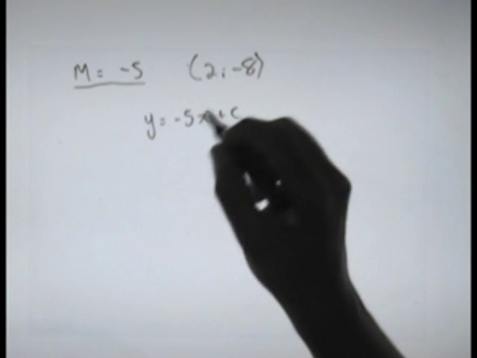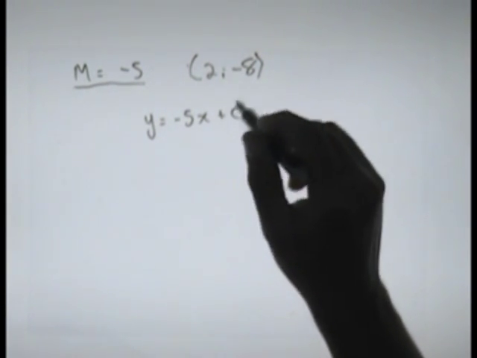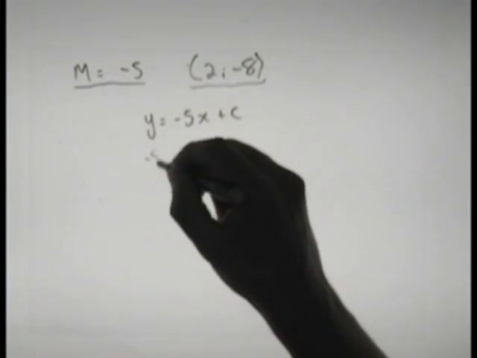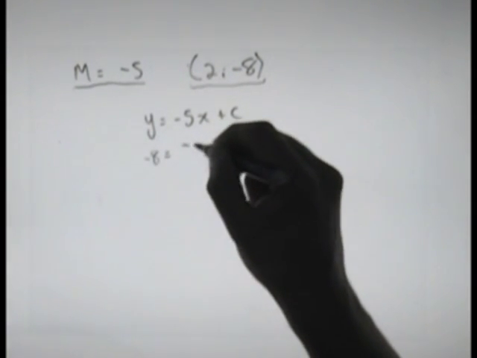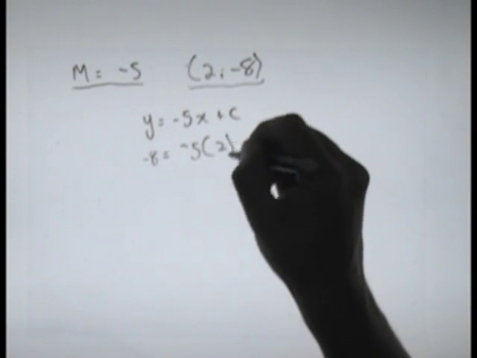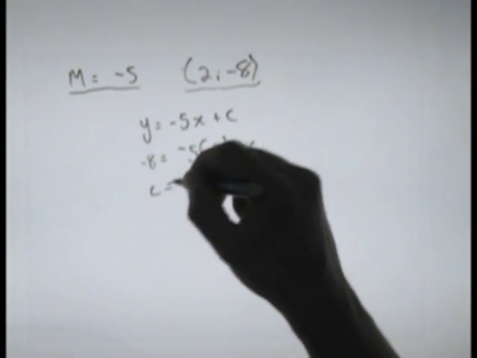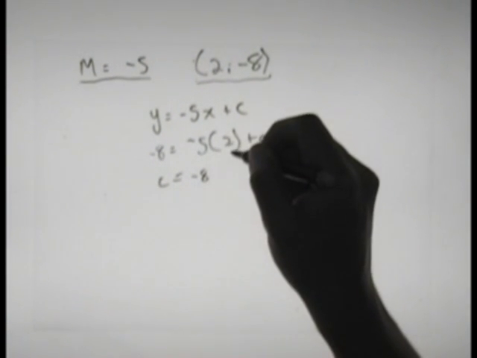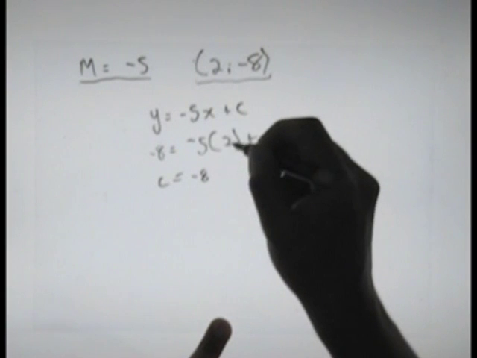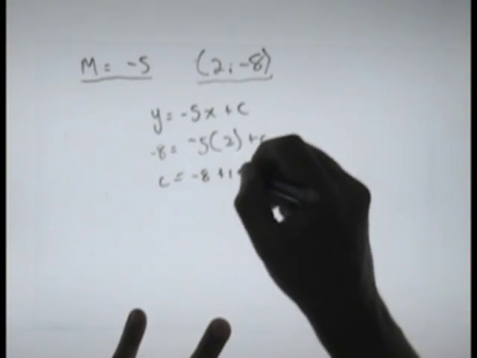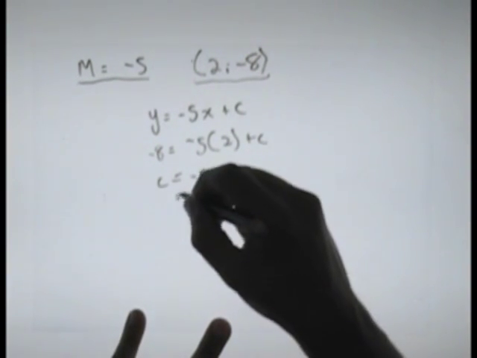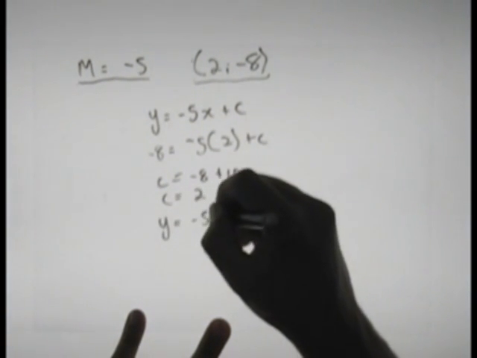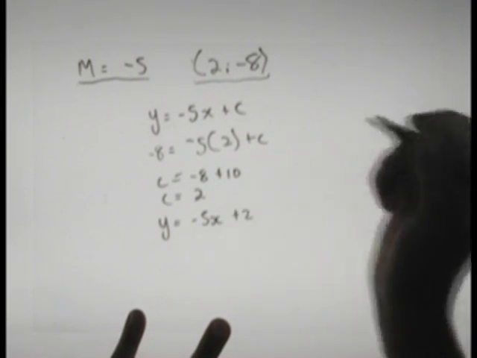To get c, I'm going to substitute any point that I have. I've only got one point, so I can only substitute that point in. Minus 8 is equal to negative 5 times 2 plus c, means that c is equal to minus 8. Negative 5 times 2 is negative 10, taken across becomes positive 10. That means that c is equal to positive 2. That means that y is equal to negative 5x plus 2.